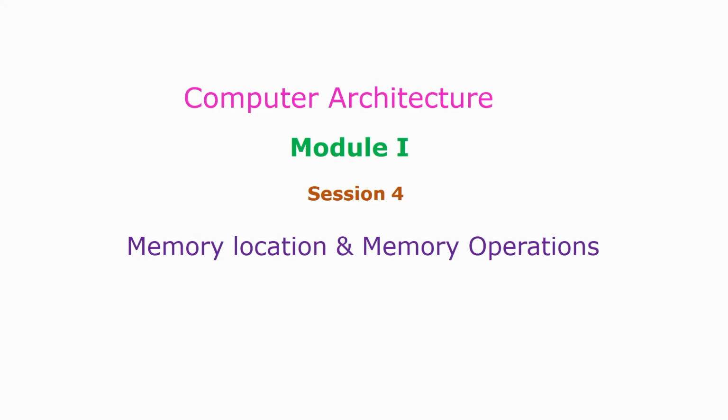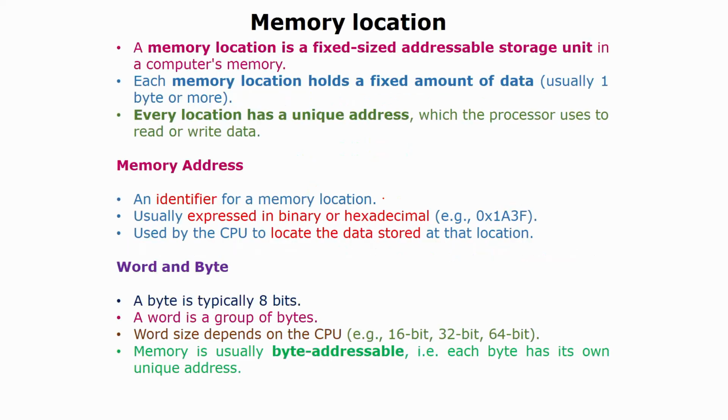Here in this video lecture we are going to discuss the topic related to session 4, memory location and memory operation. In the previous video lecture we discussed the evolution of the processor, the functionality of computers, and the performance measurements of a processor. Now in this video lecture we are going to discuss the location and operation of a memory, and see how memory location and memory operation are adapted in computer architecture.